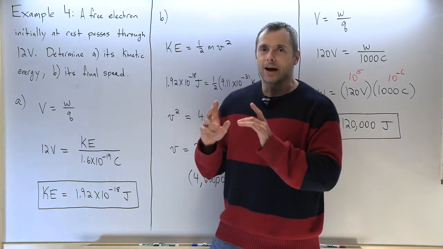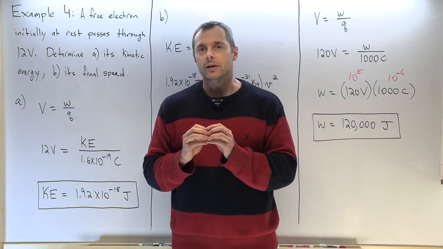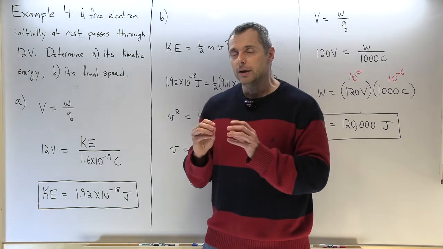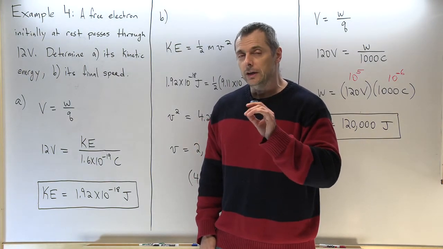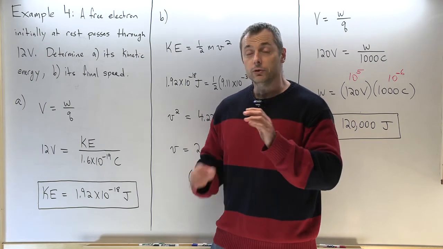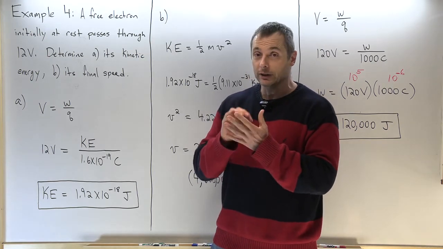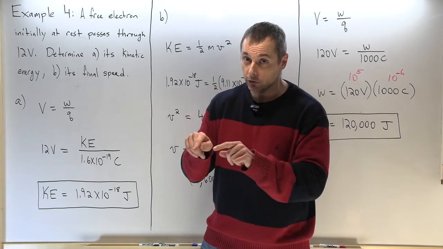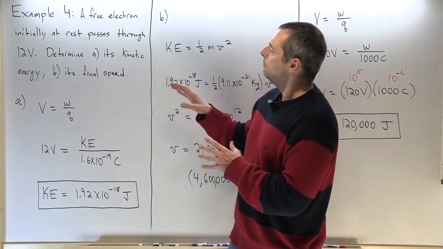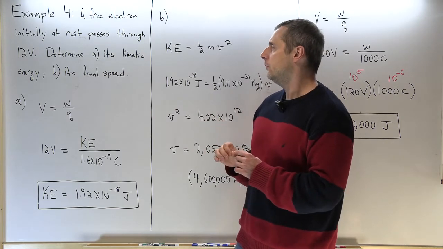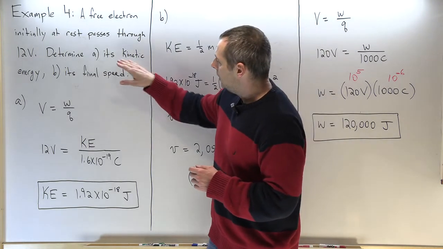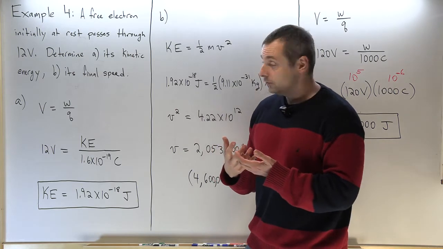While you were gone, I wrote down another example that is very common, where we take the energy involved and we have to use the fact that sometimes electrons gain kinetic energy, and that goes in for W. So here's example 4. A free electron initially at rest passes through 12 volts, like a car battery. Determine its kinetic energy and then its final speed.